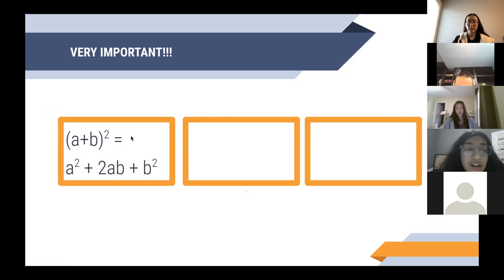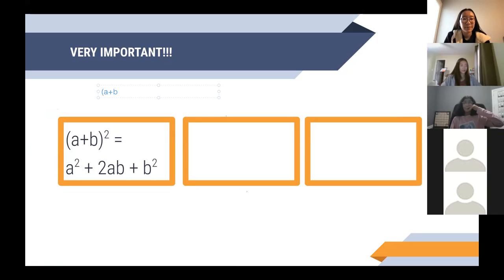The way you get that 2AB is that A plus B squared is just A plus B times A plus B, and then you have to FOIL it. That's how you get the 2AB in the center. So don't make the mistake of saying that the quantity A plus B squared is A squared plus B squared, because that is wrong. A lot of people make that mistake, so this is something you have to be very aware of. Write it down if you don't know it.